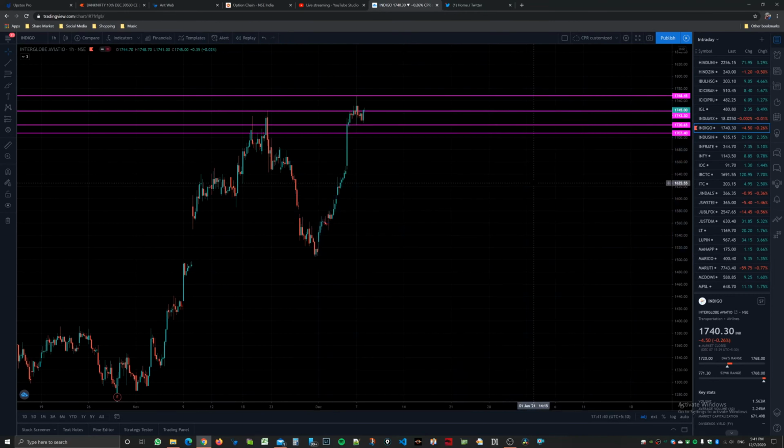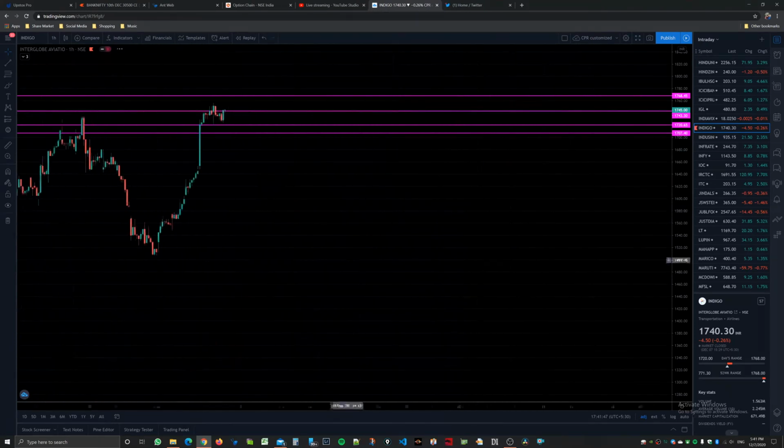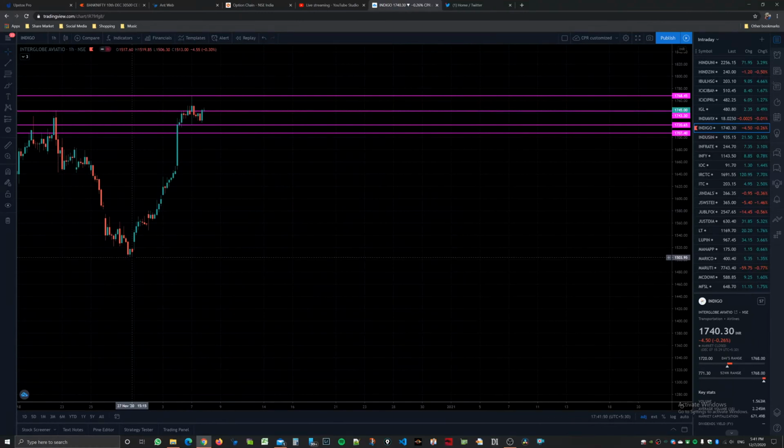Okay, so that is about Indigo, InterGlobe Aviation. And you can see here that there was no retracement at all. The upward trend started from 27 November and it continued till today, or I would say till 7th, in fact. So till today it continued, and then it just came down. So I think there is a retracement pending here.